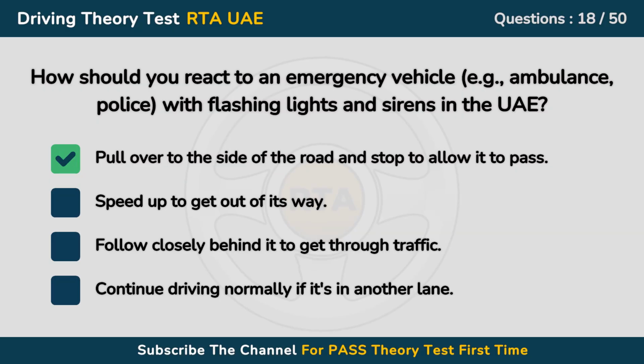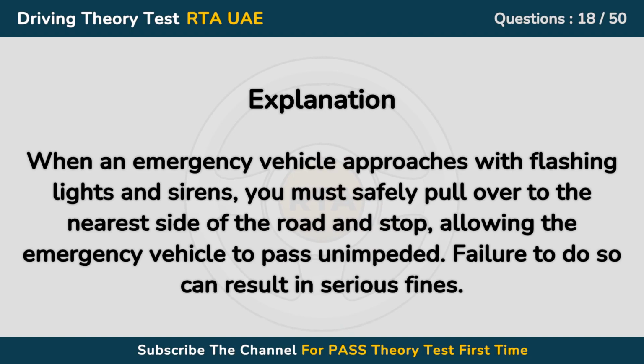Answer is A. Pull over to the side of the road and stop to allow it to pass. When an emergency vehicle approaches with flashing lights and sirens, you must safely pull over to the nearest side of the road and stop, allowing the emergency vehicle to pass unimpeded. Failure to do so can result in serious fines.